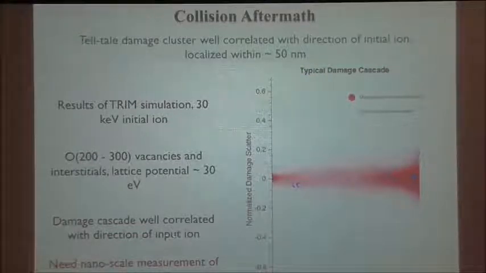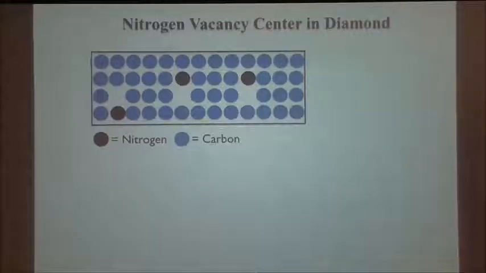So how do you find such a thing, right? This is actually true, right? I mean, how do you find such a thing? So here's where the technology of NV centers, or nitrogen vacancy centers, in diamond becomes really interesting.